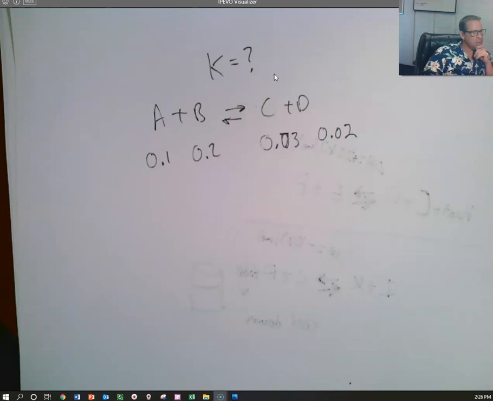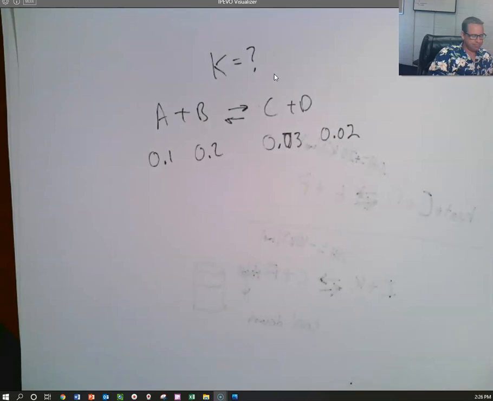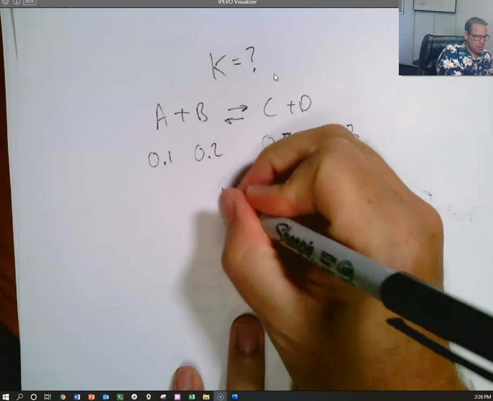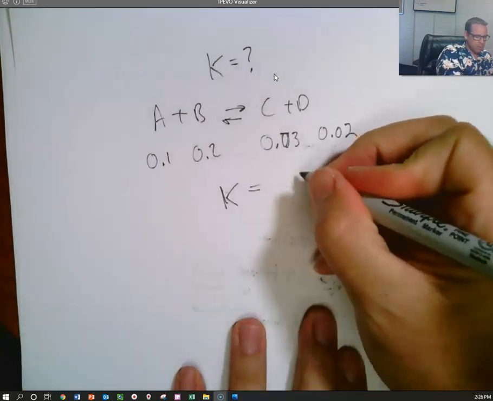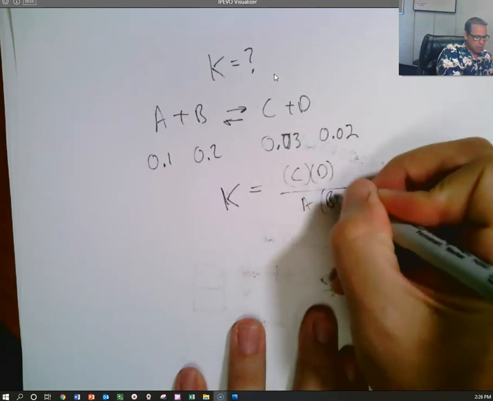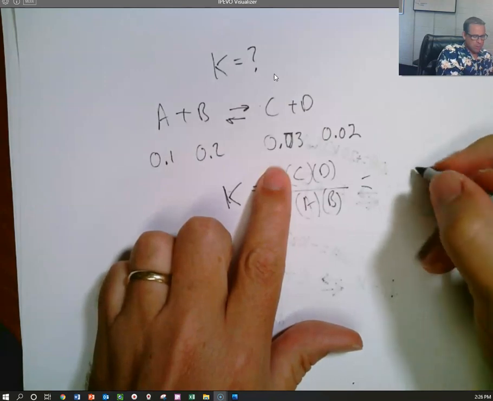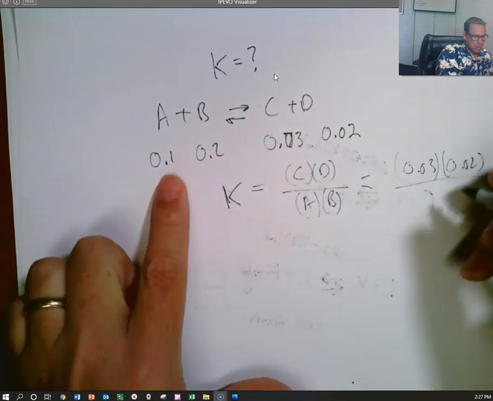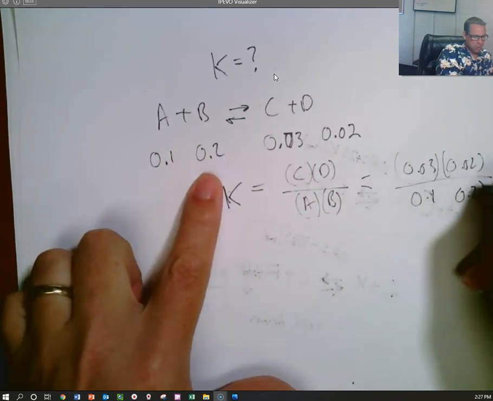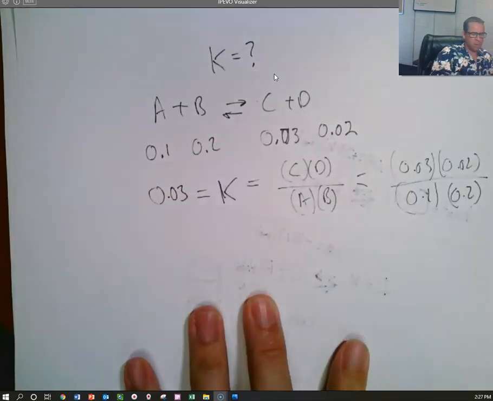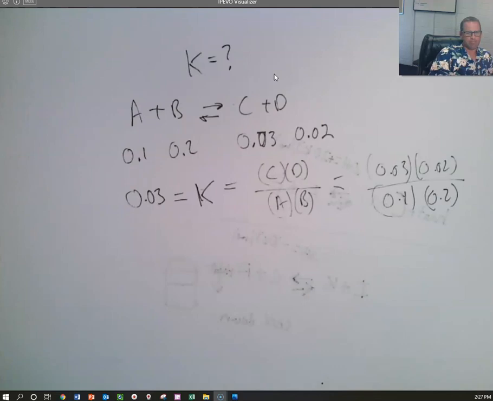Alyssa, you want to solve that one for us really quick? What is K? So while she's doing that, I'll remind us that K will equal the concentrations of the products over the concentrations of the reactants, and the concentration of C is 0.03, D 0.02, A 0.1, B 0.2. I got 0.03. All right, there's our K for that reaction.